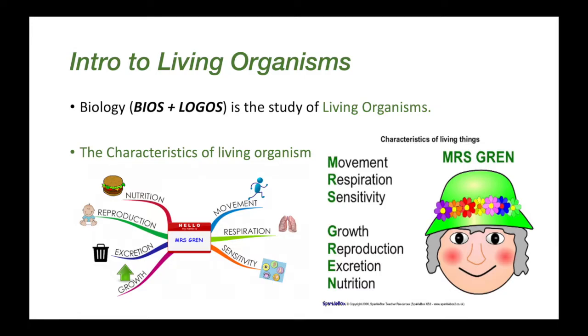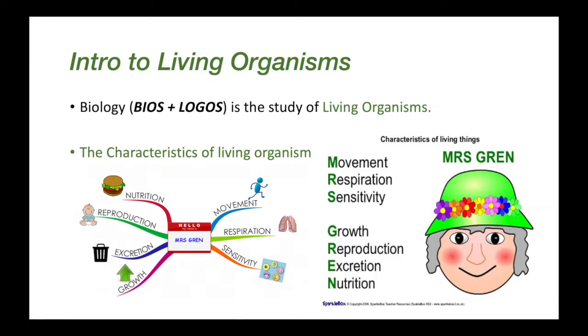And here you can see a nice image of a very useful mnemonic to help you to remember these 7 characteristics. You can put it together and make the word Mrs. Gren. Each letter spells out one of the characteristics of living organisms. So we have M for movement, R for respiration, S for sensitivity or irritability, G for growth, R for reproduction, E for excretion, and N for nutrition. Mrs. Gren.